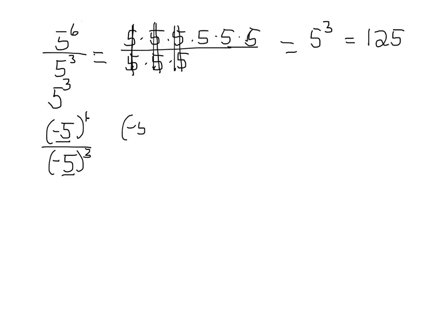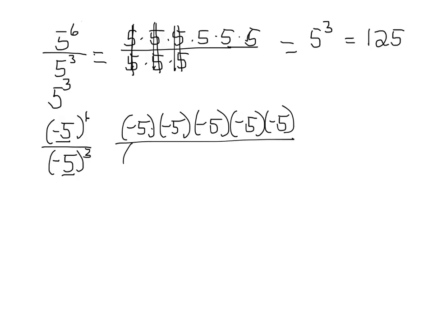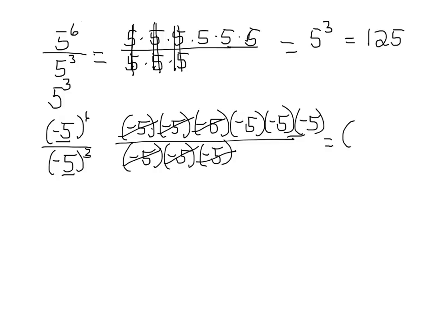So this means negative 5 times negative 5 times negative 5 times negative 5, ooh, this is big, times negative 5, times negative 5. And I'm dividing that by negative 5, negative 5, negative 5. Since these are all multiplied together, I can drop out the ones. And this equals negative 5 to the third power, which, as we know, a negative number raised to an odd power is negative. So that's negative 125.